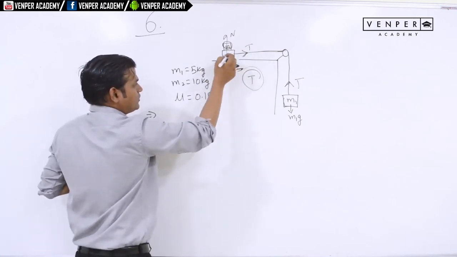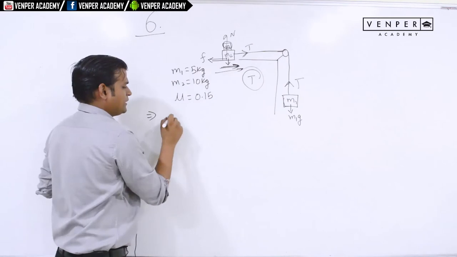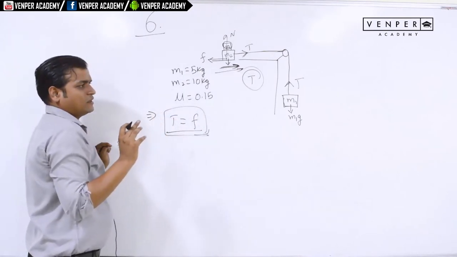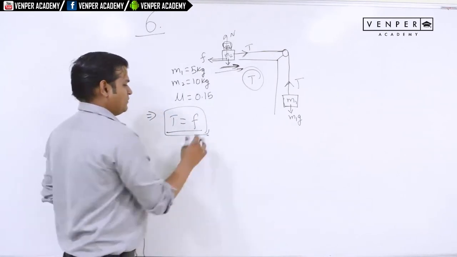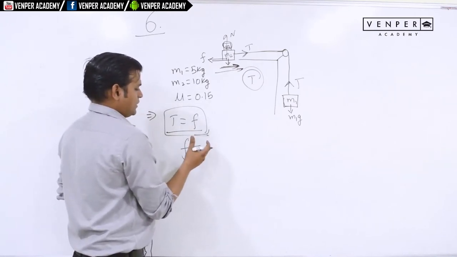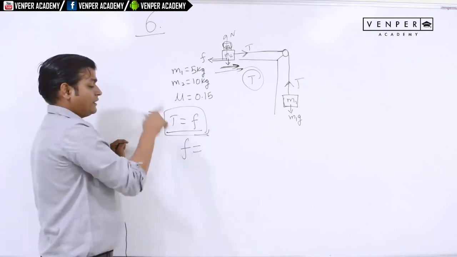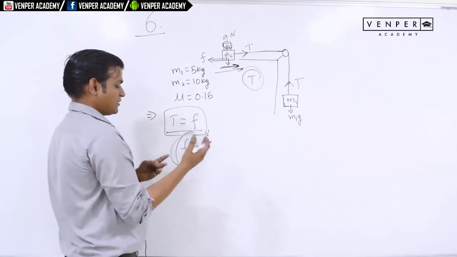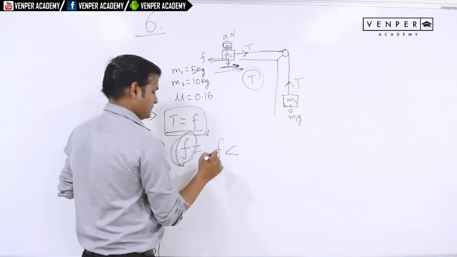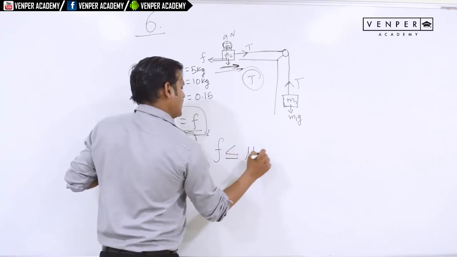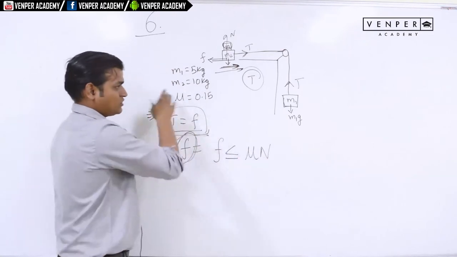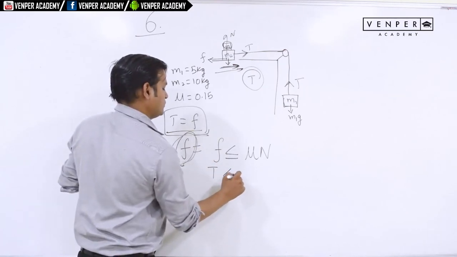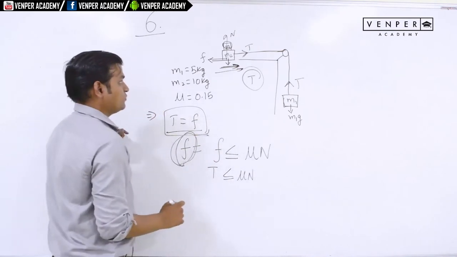Okay, so now see here, on this object m2 one frictional force will act, and whenever the tension acting on m2 is equal to the frictional force, then this object will not move. Clear? And what is the frictional force? If it is not moving, which type of frictional force will act? That is static friction, and we know that it is a self-adjusting frictional force. When that frictional force is less than or equal to mu n, the limiting friction, in that case this object will not move. Clear? And this frictional force is equal to T. If this is less than or equal to mu n, then this object will not move. What is the value of n?